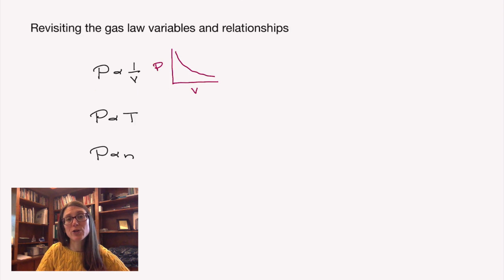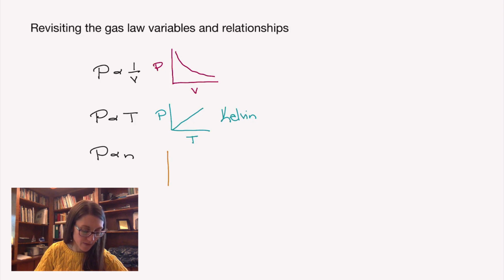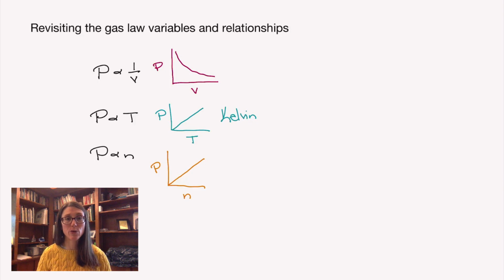We also saw that the pressure depended on the temperature, and as the temperature increased, the pressure increased. And as long as we're working with our Kelvin temperature, we have a nice direct relationship here. And so pressure is proportional to temperature. Lastly, we looked to see how the number of particles impacted the pressure. And as you recall, as the number of particles increased, the pressure increased. And so again, I have a direct relationship where pressure is directly proportional to the number of particles. And we work with these relationships with our IFFY tables.